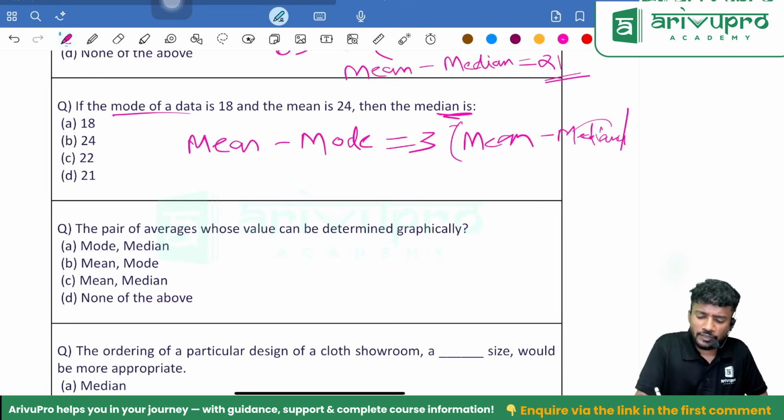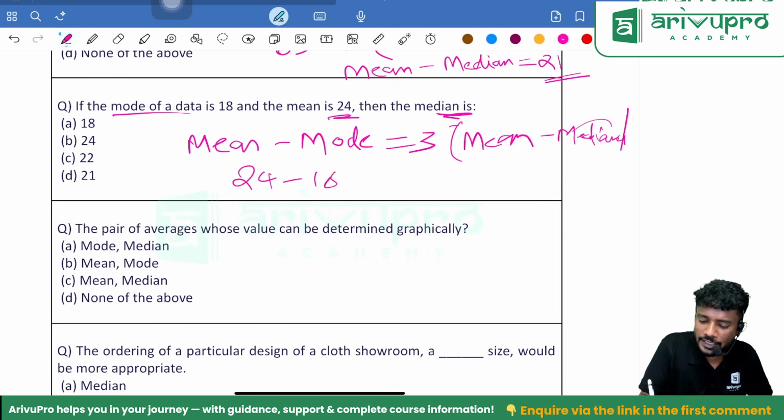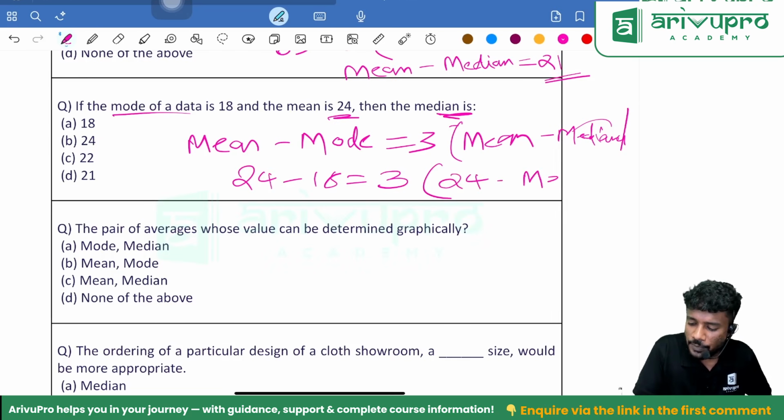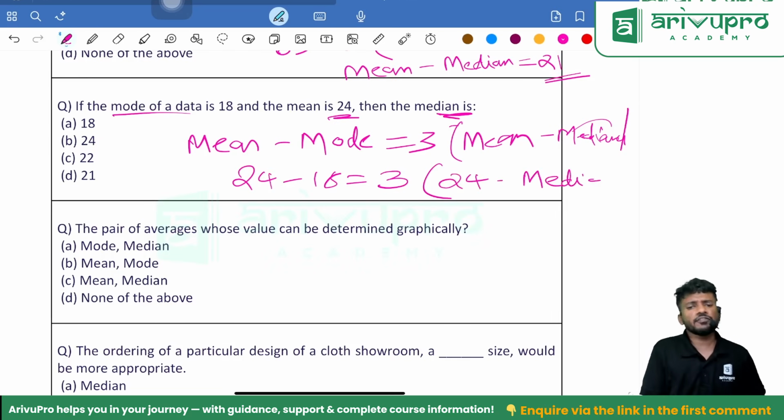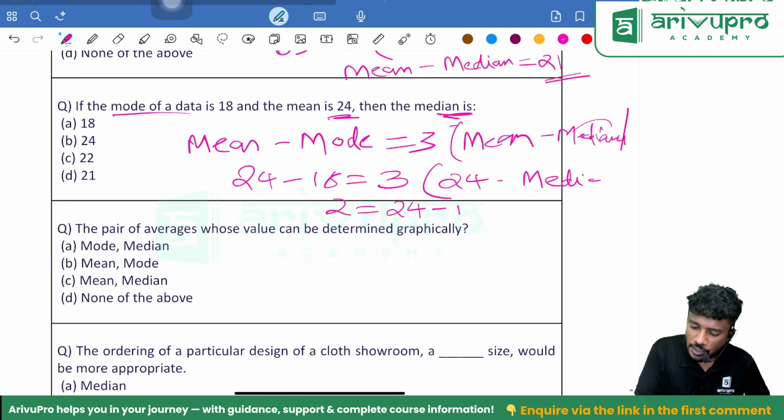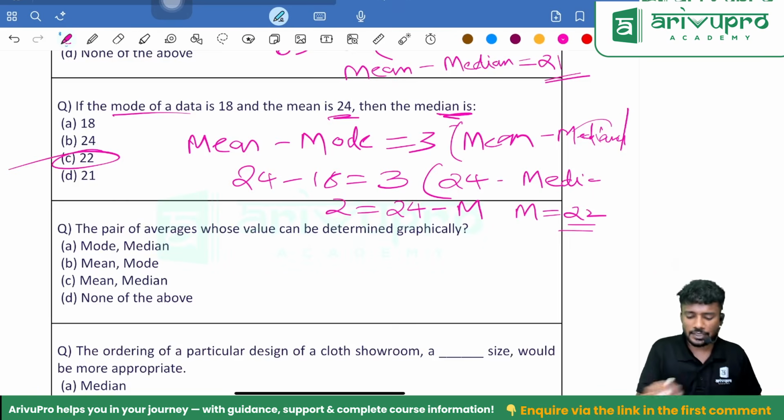Mean minus mode is equal to 3 into mean minus median. So, what all things are given? Mode is 18. Mean is 24. 24 minus 18 is equal to 3 into 24 minus median. Now, 24 minus 18 is 6. 6 divided by 3 is 2. So 2 is equal to 24 minus median. Now tell me the value of median. Median is 22. Option C is the answer.